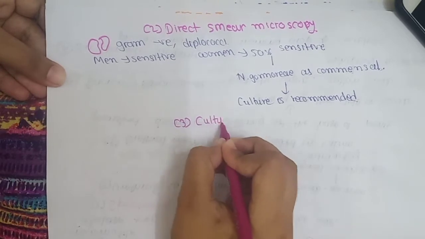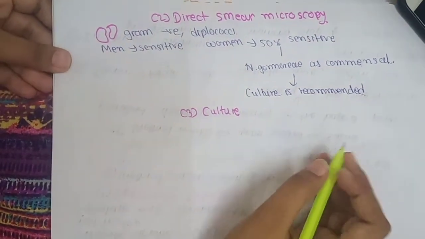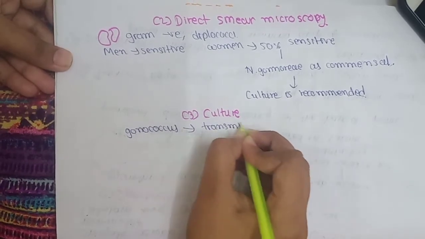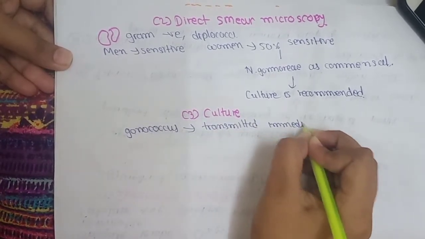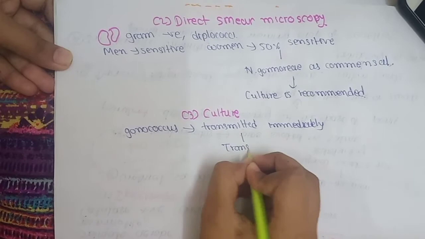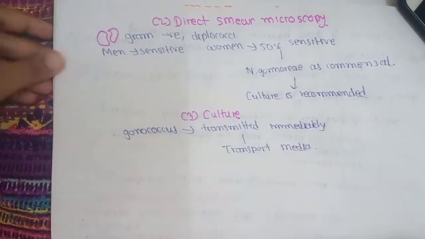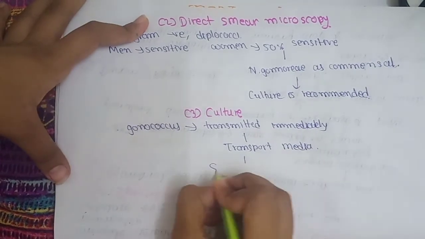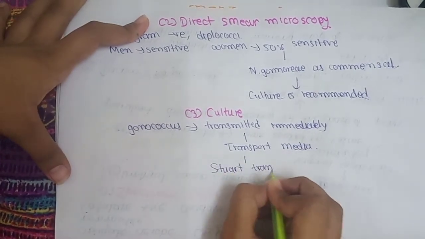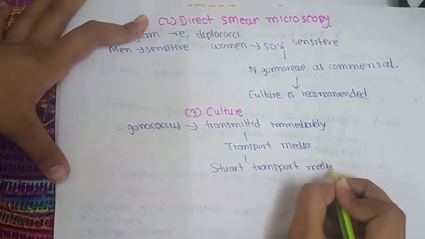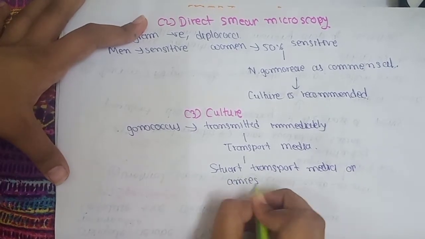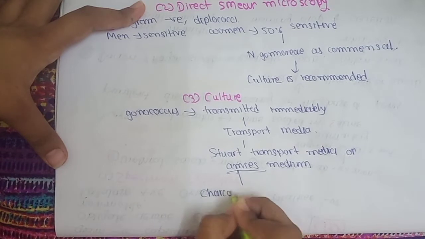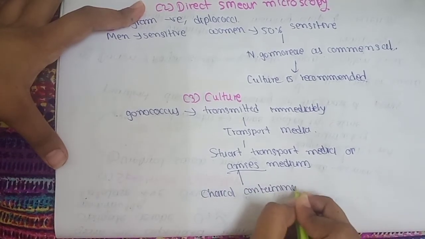Now, let's have a look at the culture method. Gonococcus should be transported immediately. That's why we are using transport media, which is the media used for the transportation of any delicate microorganism or if there is a suspected delay. Here we are using transport media called Stuart transport media or Amies medium. This Amies medium is a charcoal containing medium.